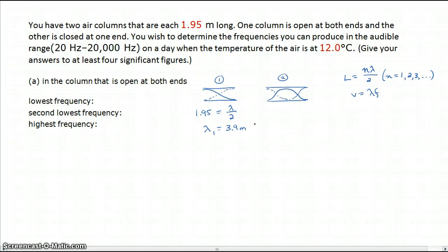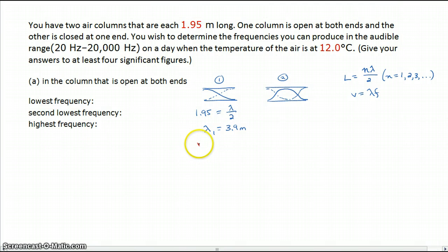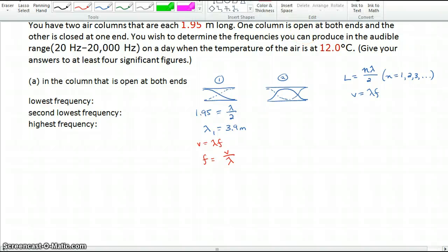Okay, that's great. But now I'm going to have to use another formula, this one, to find what my frequency is. Just to demonstrate this, I'll write this in red. v equals lambda f, right? So if I want to know what the frequency is for a certain wavelength, frequency is v over lambda. So I have to use v. Oh, but wait a minute. They don't give me what the velocity of sound is at this place. They give me the temperature, but that's okay, because I can figure that out.